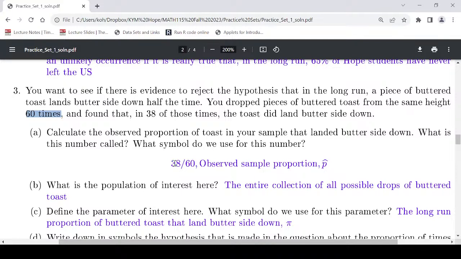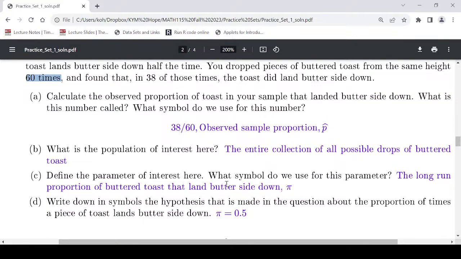What's the population of interest? This is a different kind of population. It's not like Hope students. This is the entire collection of all possibly dropped pieces of toast. Yeah, I know it sounds really weird, but that's it. The population is every possible piece of toast that you could possibly drop. Okay? So what symbol do you use for this parameter? It's a parameter, it's a proportion. We always use pi.